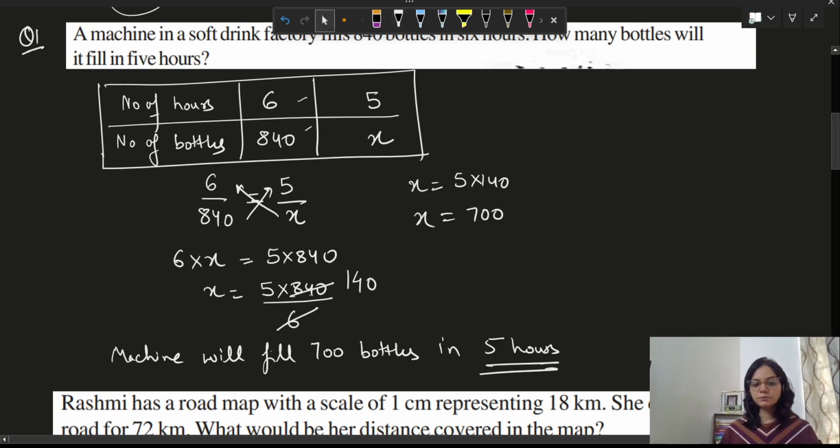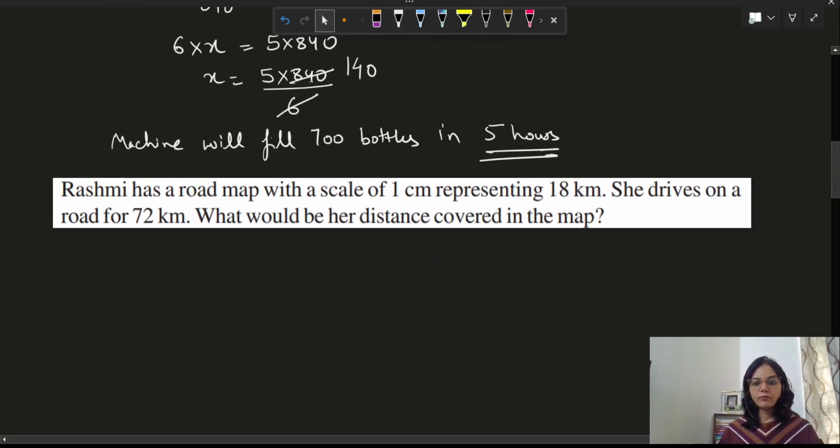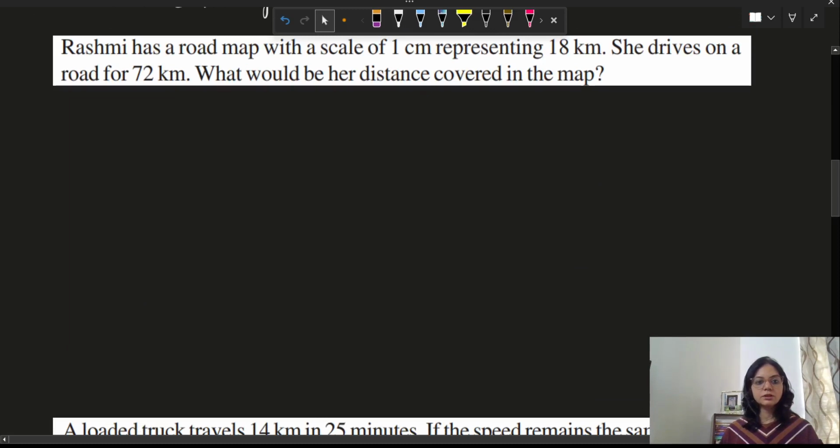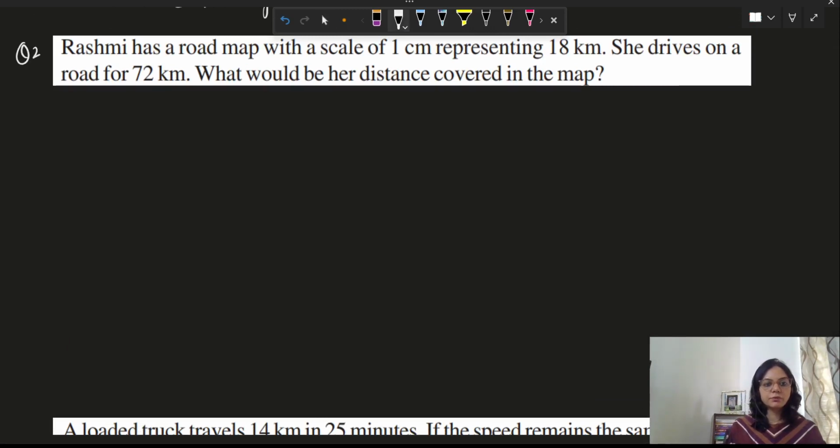Now let's move to the second question. Here the second question says that Rashmi has a road map with a scale of 1 centimeter representing 18 kilometers. She drives on a road for 72 kilometers. What would be her distance covered on the map? So again I have two quantities over here. One is the scale on the map, another is the actual distance.